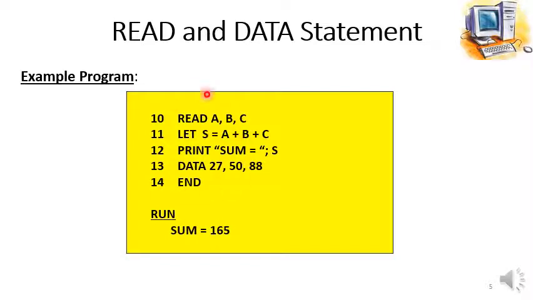Whenever we execute this program in QB64 IDE, it will give us the output sum, which is because of this print statement, equal to 165. This will be the sum of these three values 27, 50 and 88. So I hope you have got the concept clearly.